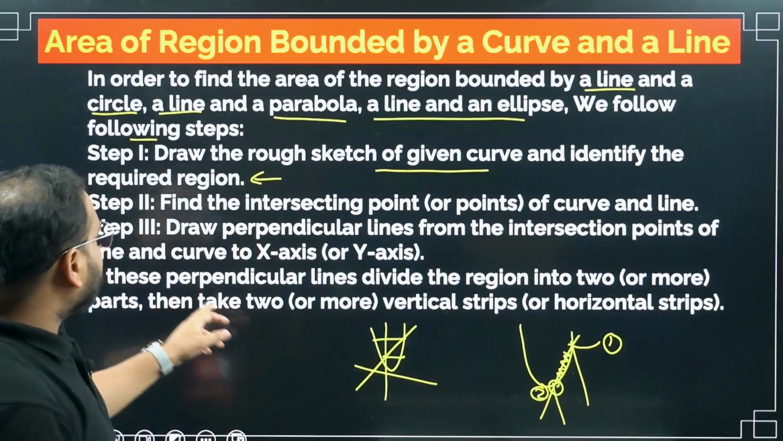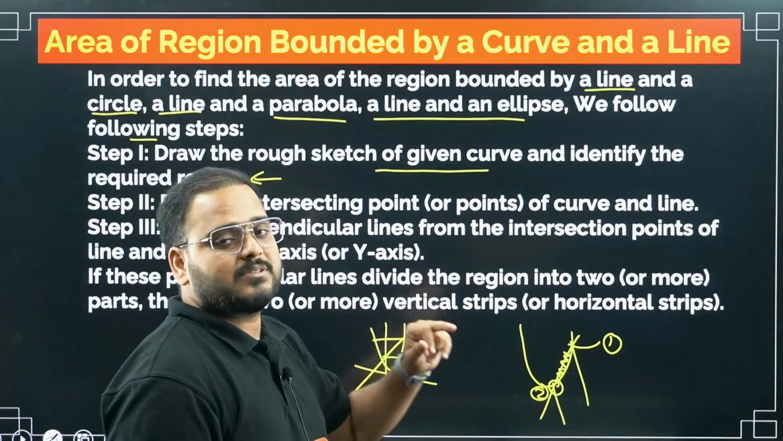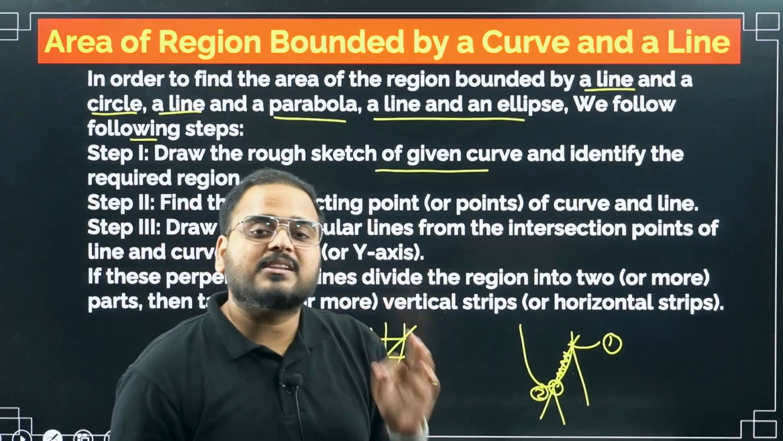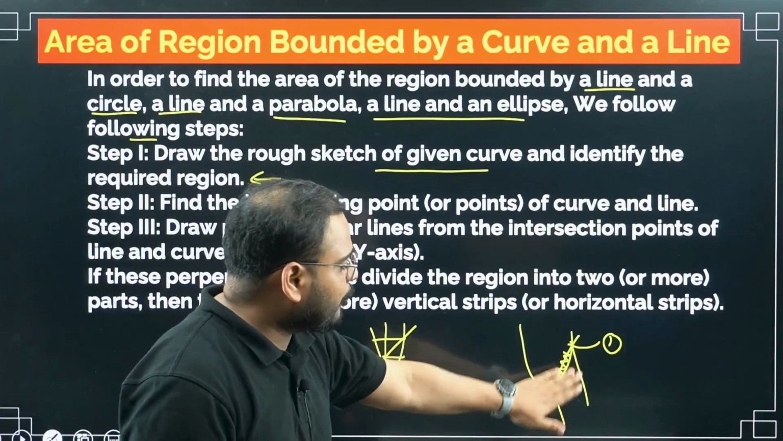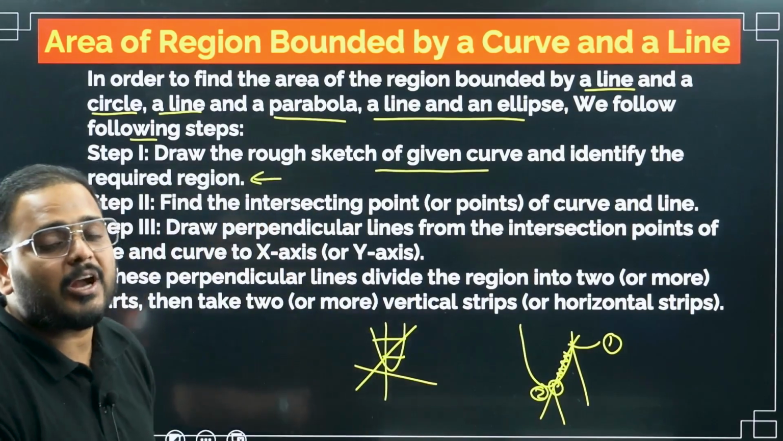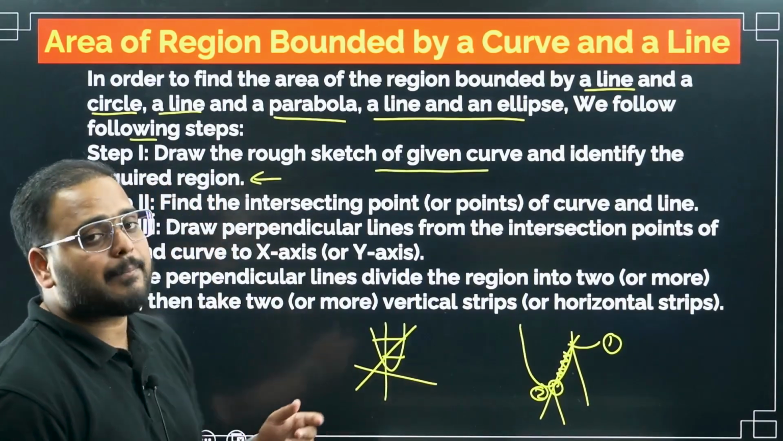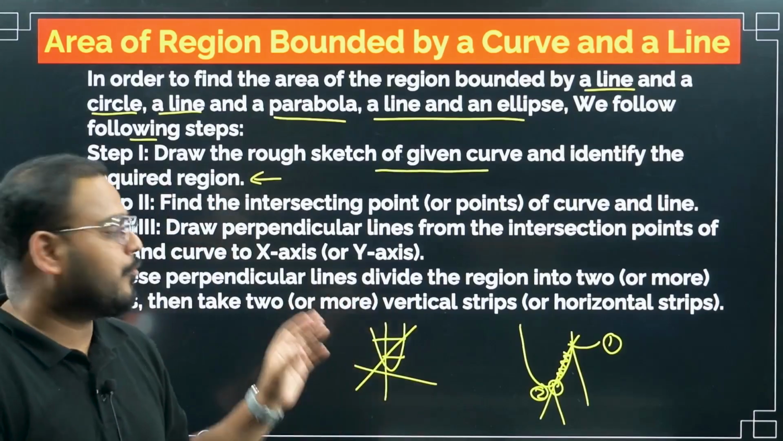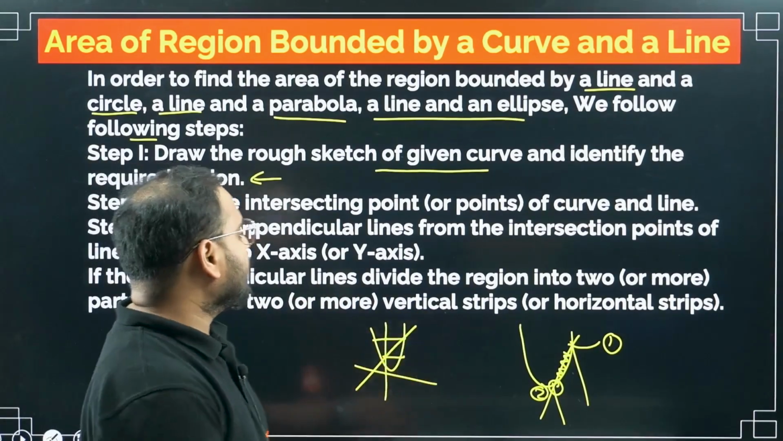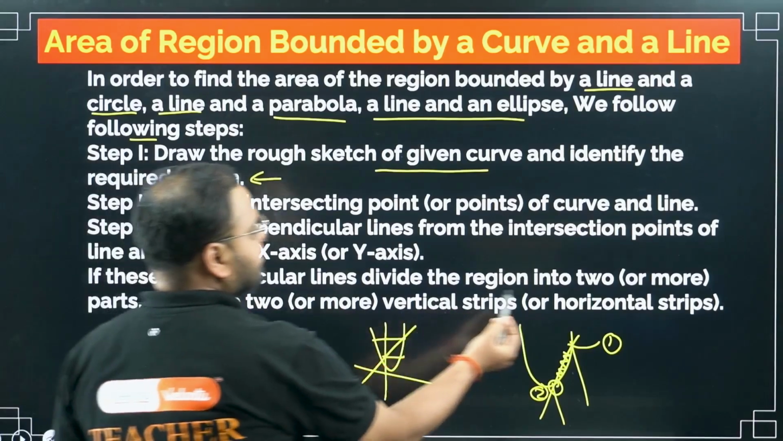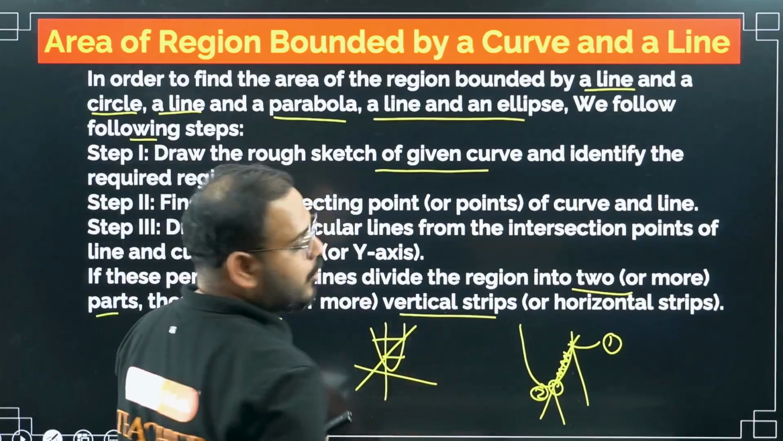Now if these perpendicular lines divide the region into 2 or more parts, then take 2 or more vertical strips or horizontal strips. Are you able to understand this statement? I'll read again. If after drawing these perpendiculars you get more than one part, 2 or more than 2 parts, then you have to do the integration more than once. So if these lines divide the region into 2 or more parts, then take 2 or more vertical strips or horizontal strips.